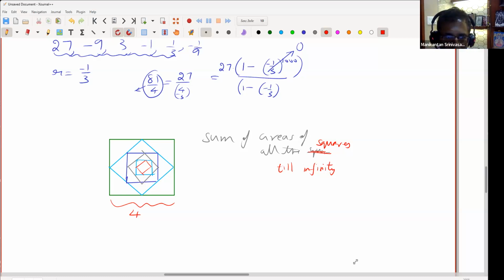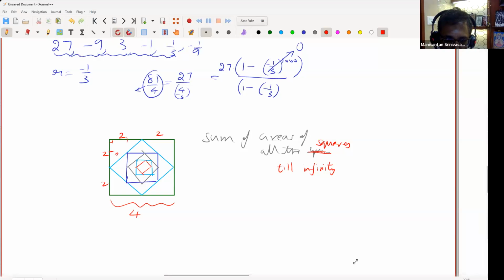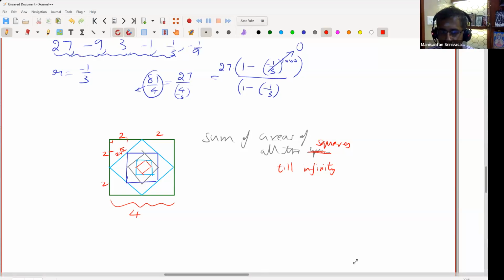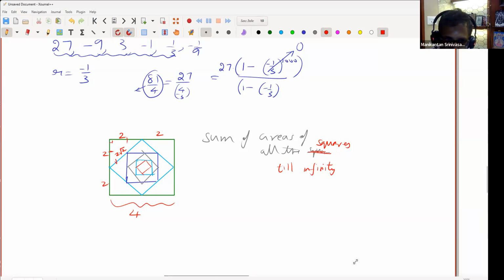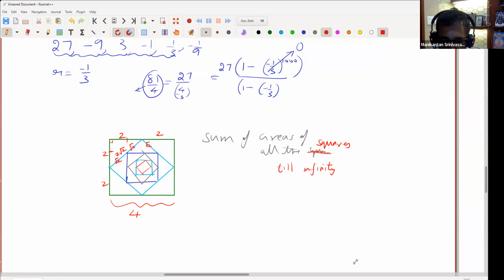So he's saying this is 2 and this is 2. This is 2 and this is 2. Therefore, by 45, 45, 90, this should be 2 root 2. By the same logic, if I divide this into root 2 and root 2, this is root 2 and root 2. If I go one level below, then this one is root 2 times root 2, which is 2.